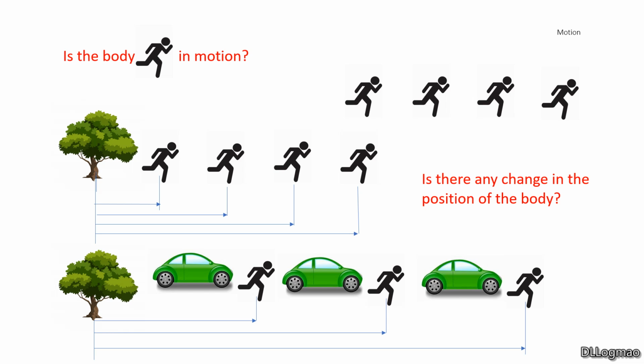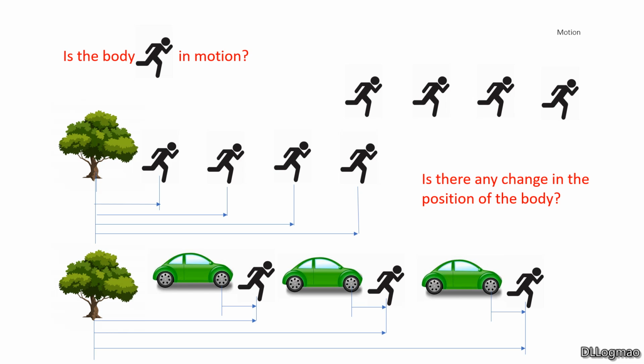Next, is the car in motion with respect to the tree? Yes, the car continuously changes position with respect to the tree. How about the man with respect to the car? Is the man changing position with respect to the car? If you say no, then you're right. The man maintains the position with respect to the car while moving away from the tree. Thus, he is not in motion with respect to the car. So in describing the motion of the body, there must be a frame of reference.